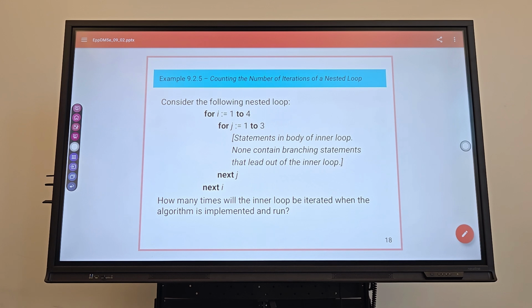Consider the following nested loop. How many times do the statements in the body of the inner loop execute? How many? Any ideas?